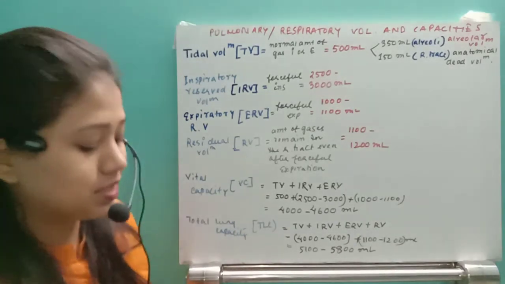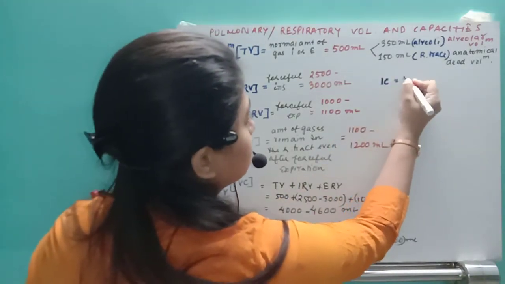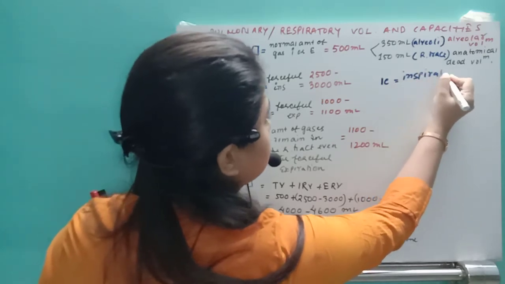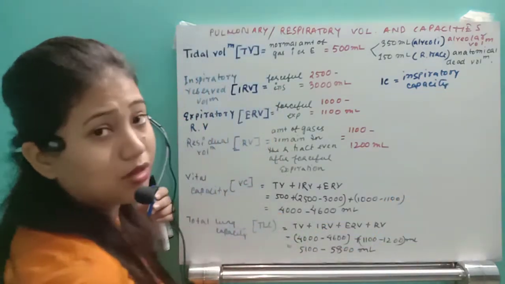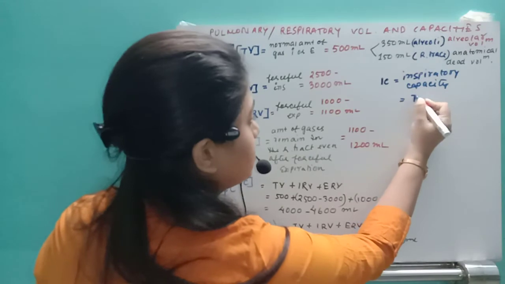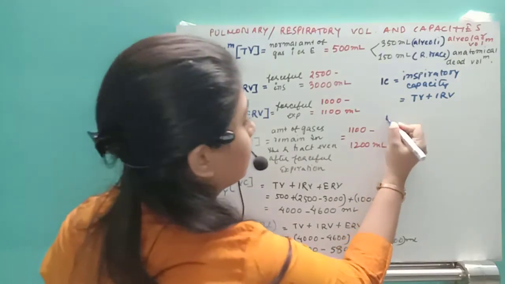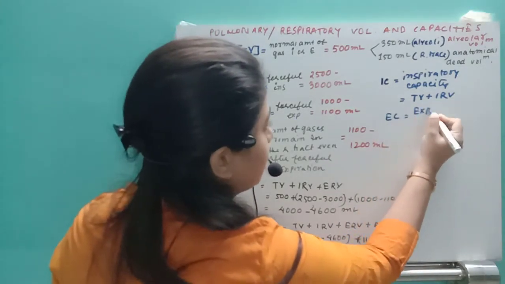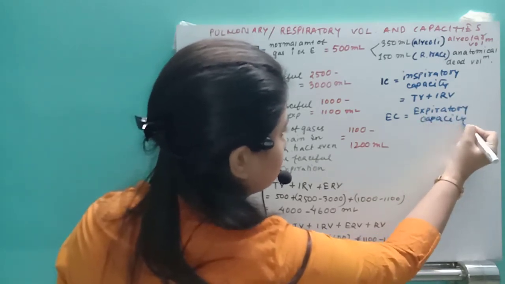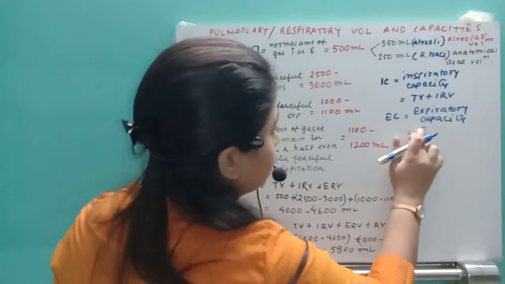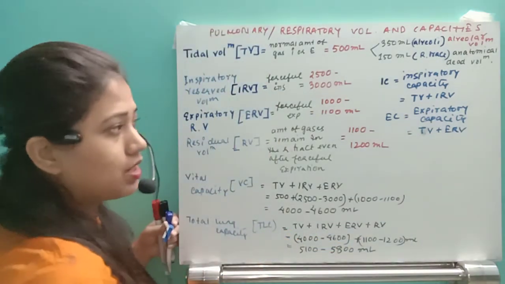Along with that, let us see some others also. First of all, IC, which is also known as inspiratory capacity. What is the inspiratory capacity? Remember, this is nothing but TV plus IRV. Next one, EC, which is also known as expiratory capacity. What is the expiratory capacity? This is tidal volume plus ERV. Remember that, IC and EC.